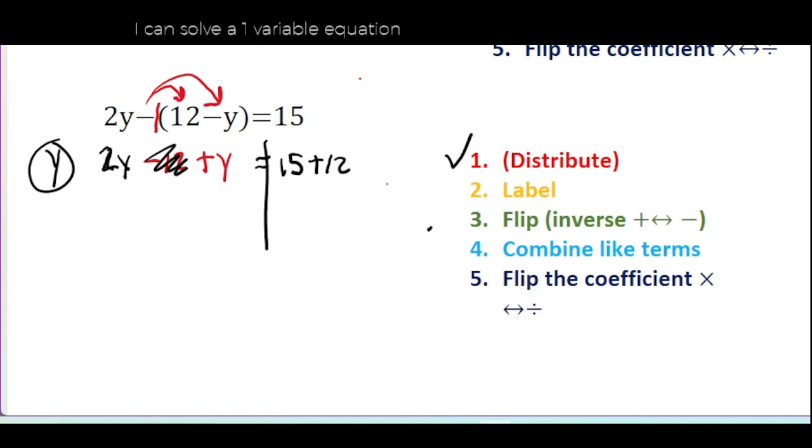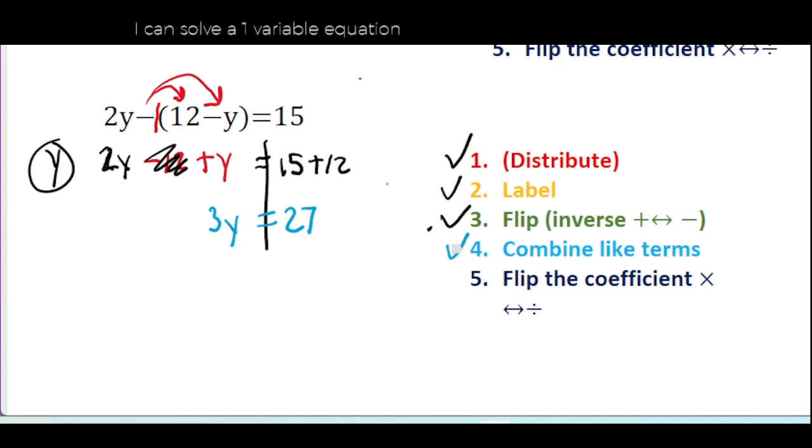Don't be afraid to really scribble that out so that I know that it's gone from over here. And then the plus y will stay. So we labeled and did our flipping, because now I have all letters on the left, all numbers without a variable on the right. Okay, so now we're going to combine those like terms. 2y plus 1y gives me 3y. 15 plus 12 gives me 27.